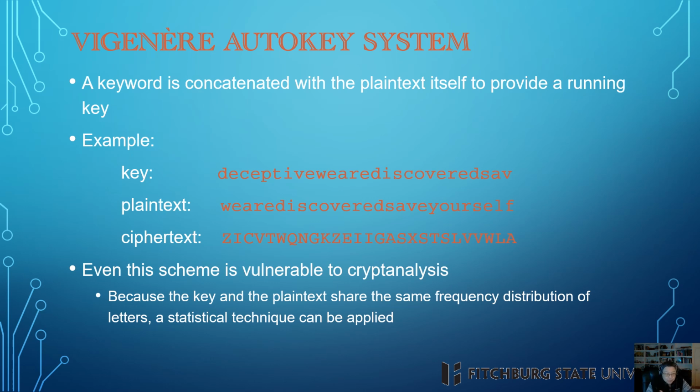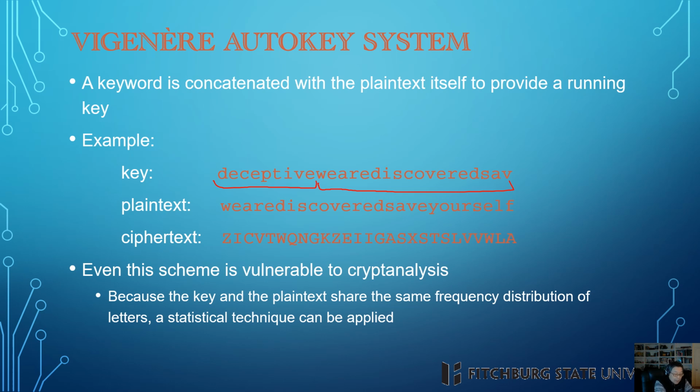One of the variations of the Vigenère cipher is the Vigenère autokey system. The difference between the Vigenère cipher and the Vigenère autokey system is that the Vigenère cipher uses the key and repeats the key. But in the Vigenère autokey system, you apply the key initially, and then you follow the plain text as the running key. So first we use the secret key, and then we don't repeat the key. Instead, we use the plain text afterwards.